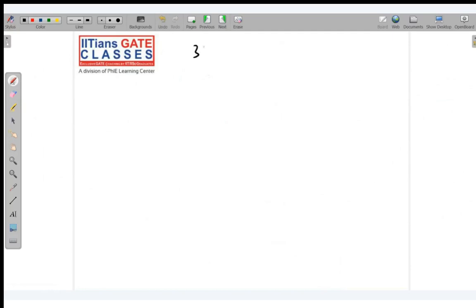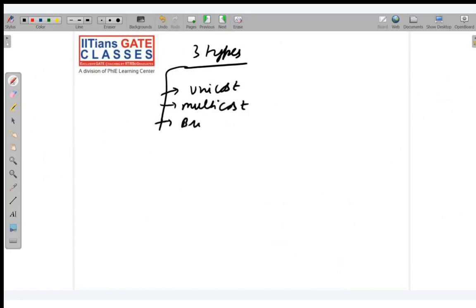Okay, so these are of 3 types. MAC addresses are of 3 types: unicast, multicast, and broadcast.